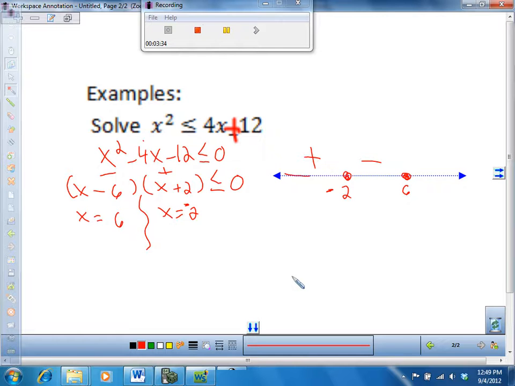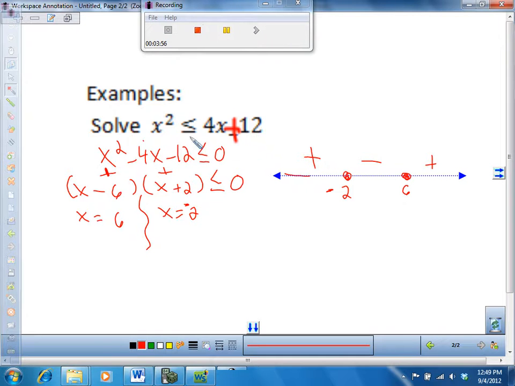See that? And then you go to the right of 6. What's a nice number to the right of 6? 7. 7 minus 6 is positive 1, so that's positive, right? And 7 plus 2 is positive 9, so you have a positive times a positive, which is positive.